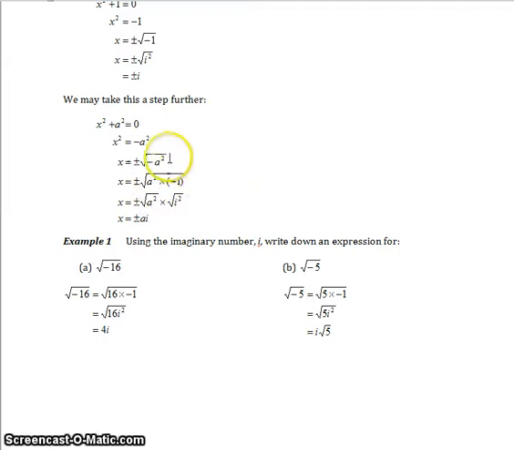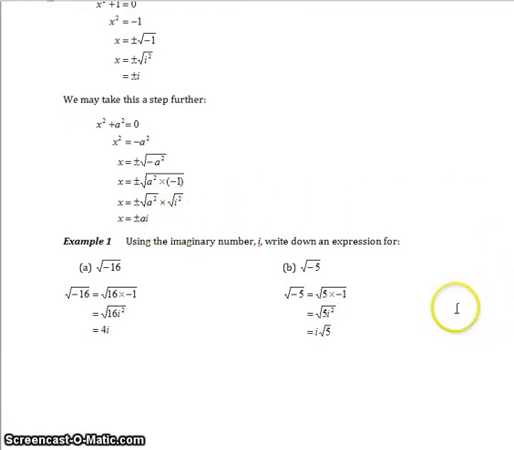Now, we know that when we have a product inside a square root sign, we can split that into two square roots, and so we have plus or minus the square root of a squared times the square root of i squared, and the square root of a squared becomes a, and the square root of i squared becomes i, and so our solution for x is plus or minus ai.